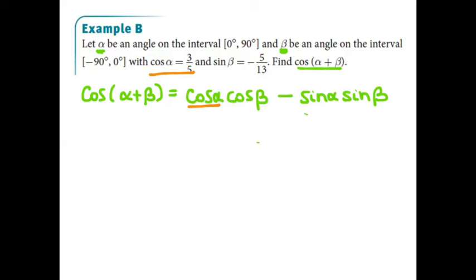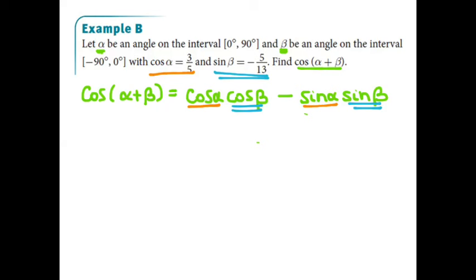But the cosine of beta, looks like I do not know that. All that I know is the sine of beta. Sine of alpha, I do not know, but the sine of beta, that's the one that I do know that was given to us here. So I have some of the information that I need, but not all of it. The way that we're going to find the missing information is by using our reference triangles.